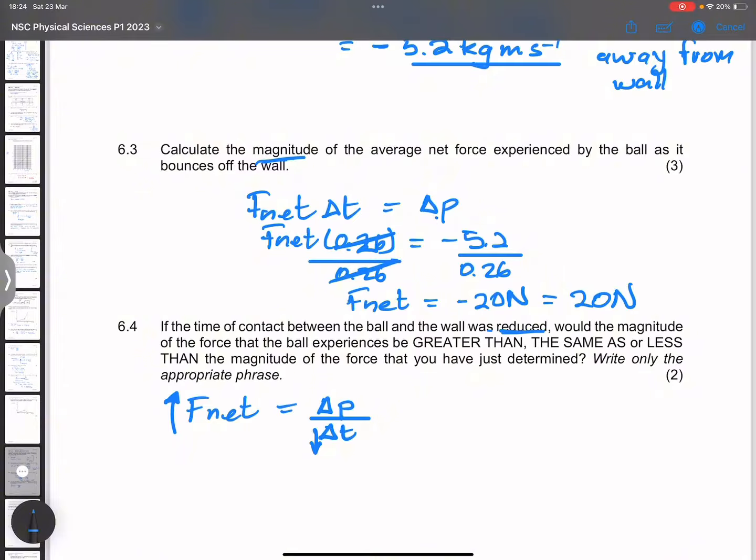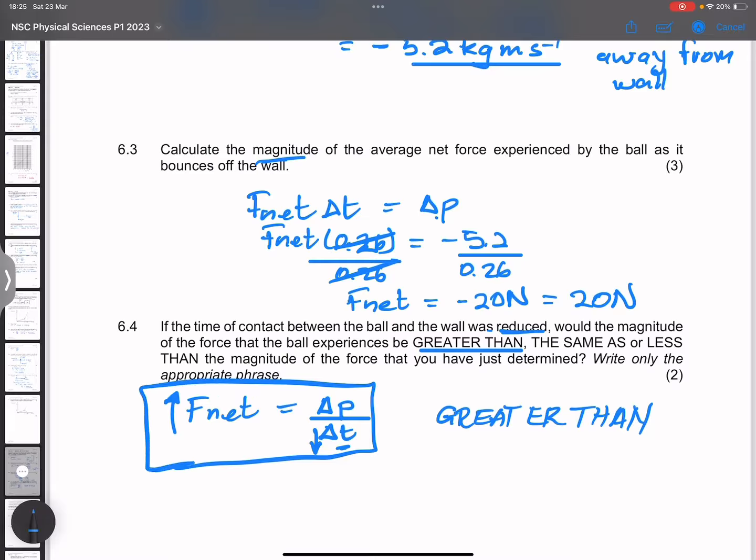What happens to the force? The force actually becomes much greater. And you would feel this if you were going to catch a ball that's moving at a high speed. Usually cricketers would swing their hands back as the ball lands on their palms, to try and lengthen that time. So in this case, it means that the force would definitely be greater than. So you just write that phrase. If they ever asked you to explain, this would be what you would use as your explanation.